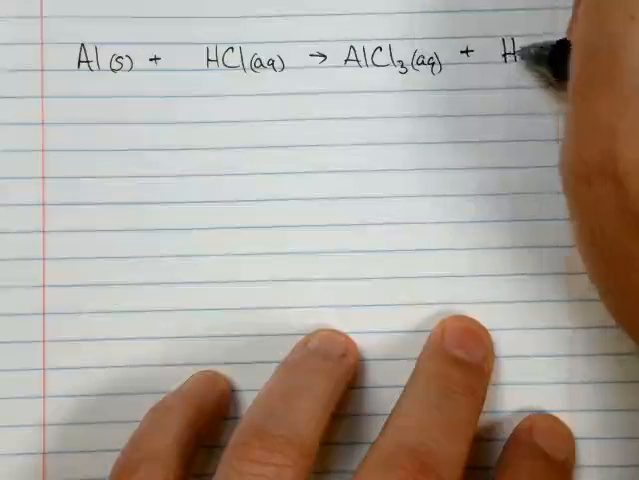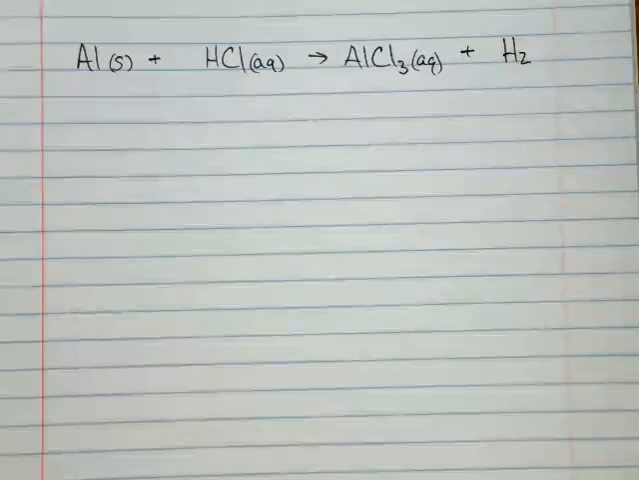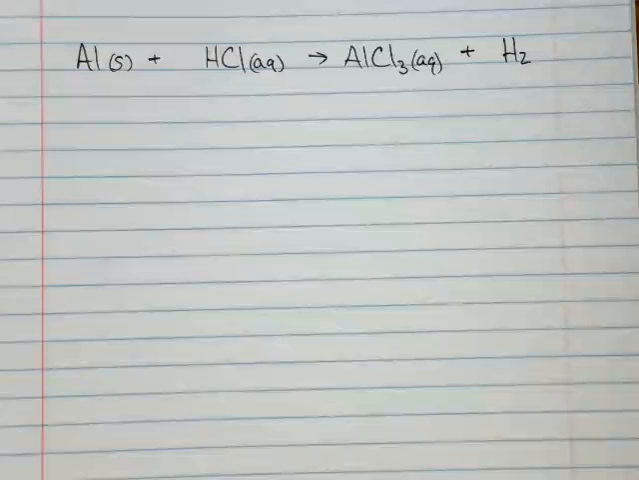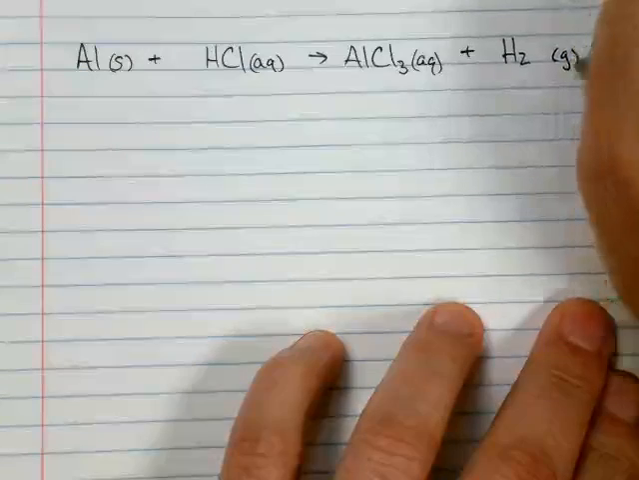Hydrogen. So is hydrogen diatomic or monatomic? Diatomic. Now if you look at hydrogen on the periodic table, what color is it? What state of matter would that be? Gas.